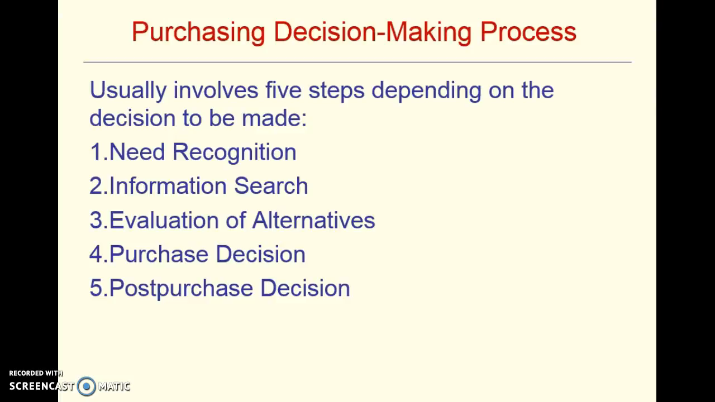The purchasing decision-making process usually involves five steps, depending on the decision to be made. First, need recognition. Second, information search. Third, evaluation of alternatives. Fourth, purchase decision. And fifth, post-purchase decision.